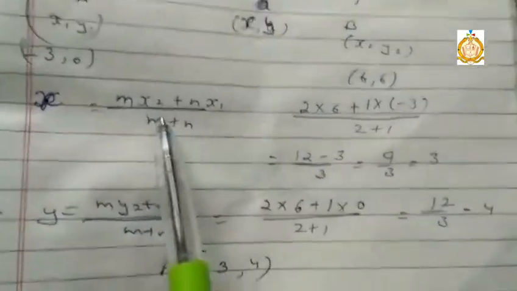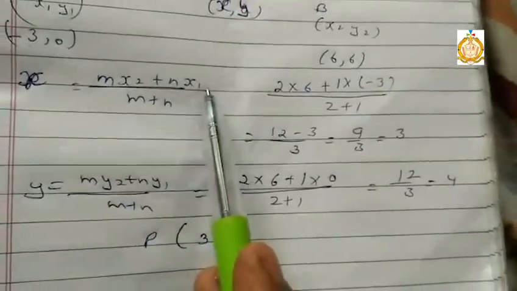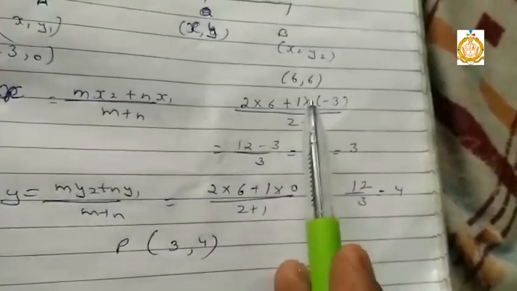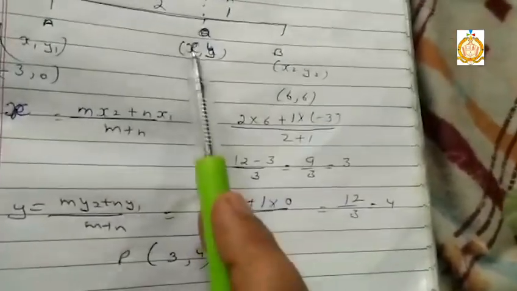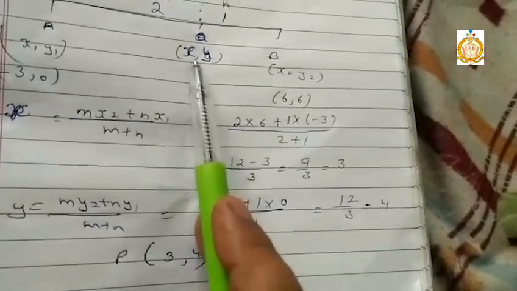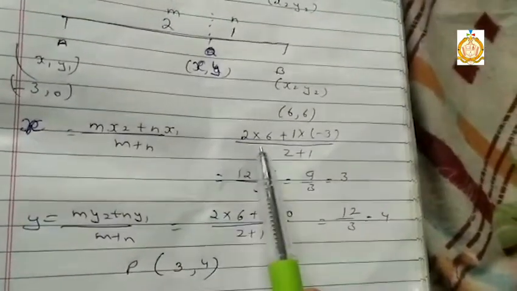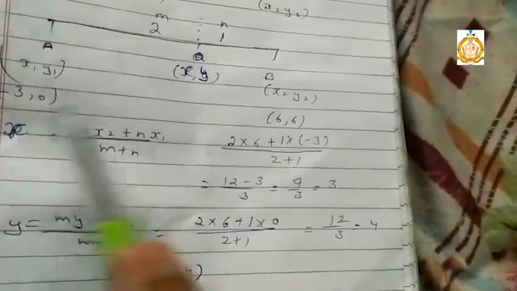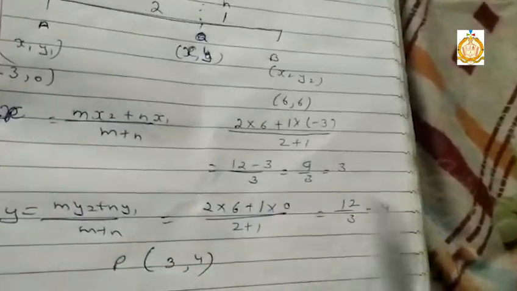Now see, students, I am going to find the value of X. The formula is the same. Now the value of M I take as 2, and the value of N I take as 1. That means I am going to find the coordinates of Q. Now I put the value of X2, then the value of X1, then M and N, and then solve it.